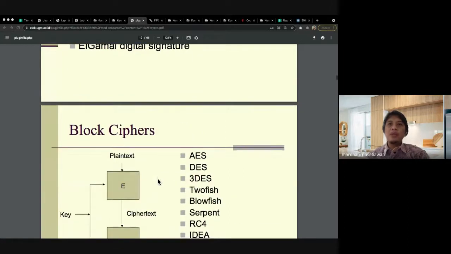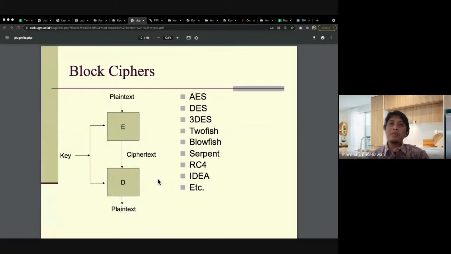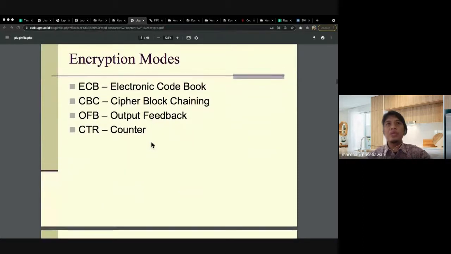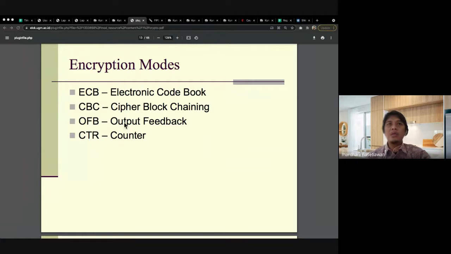So in block ciphers, we have a lot of algorithms. This is like using ciphertext and then giving the key to the plaintext, and then we will have a secure message that cannot be read by the general, common people. We already know about AES, 3DES, Twofish, Blowfish, and also Serpent, RC4, DEA, which are algorithms around the block ciphers. And then we also have the encryption modes. Yeah, we use ECB, the electronic codebook, and also CBC, cipher block chaining, and then OFB, which is output feedback, and CTR is counter.